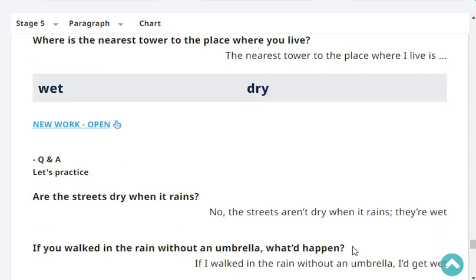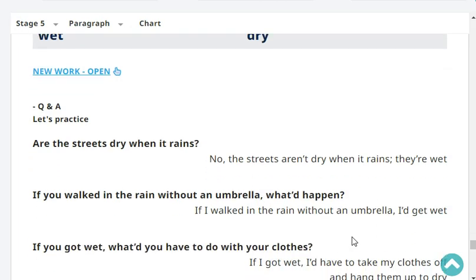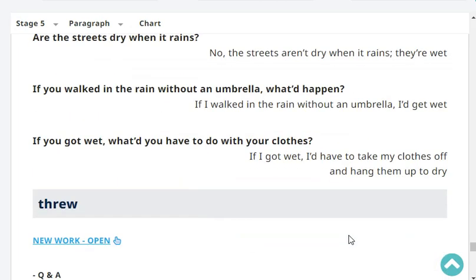Are the streets dry when it rains? No, the streets aren't dry when it rains. They're wet.